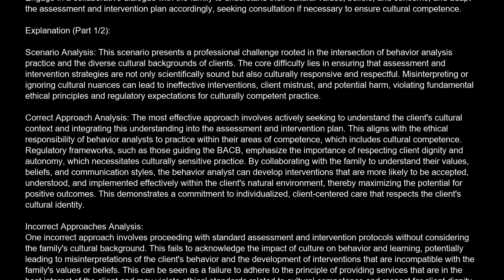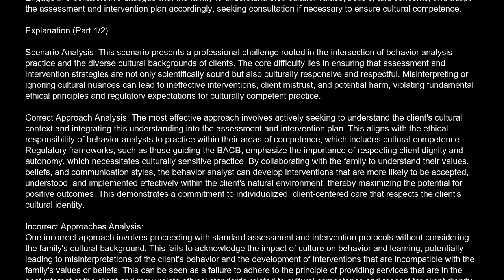The correct answer is D. Engage in a collaborative dialogue with the family to understand their cultural values, beliefs, and concerns, and adapt the assessment and intervention plan accordingly, seeking consultation if necessary to ensure cultural competence.